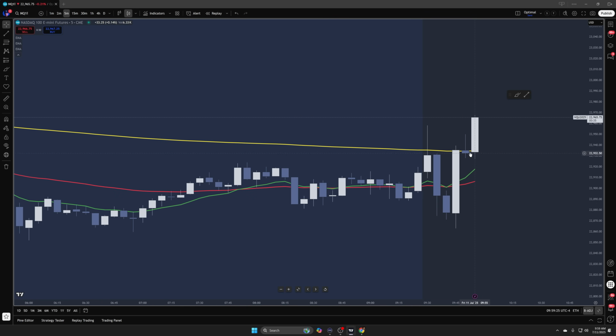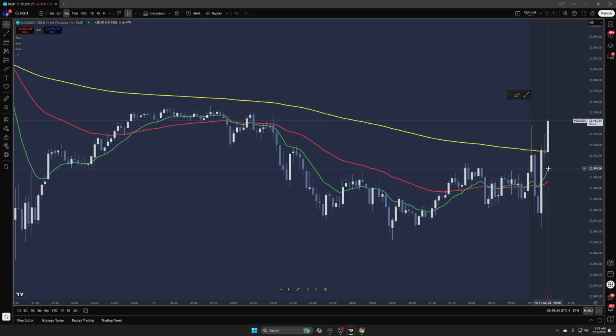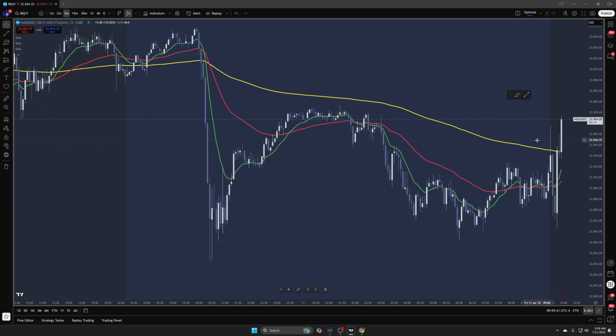Now, here we go. Price action is now above the 200. And what we see here is the 13 is also above the 48, this green line above the red line, which is the 48 EMA. This means that there's bullish momentum.